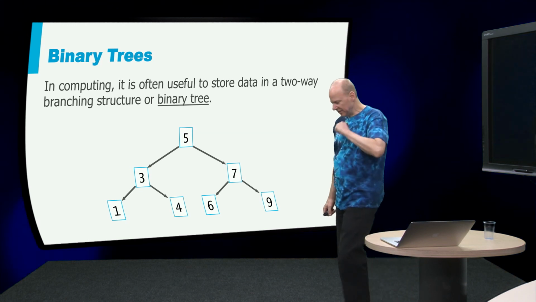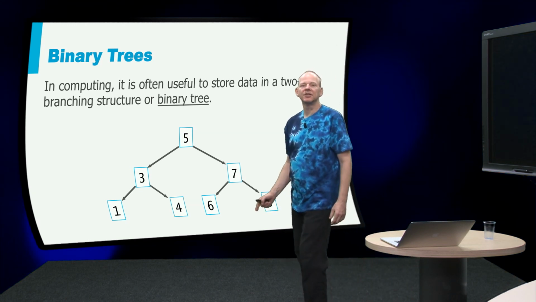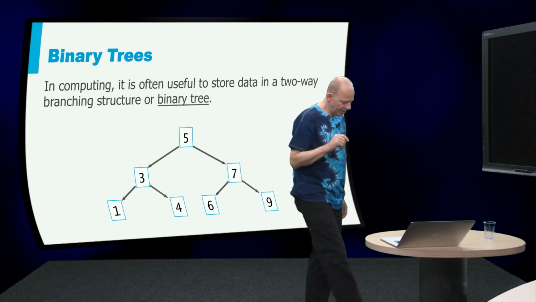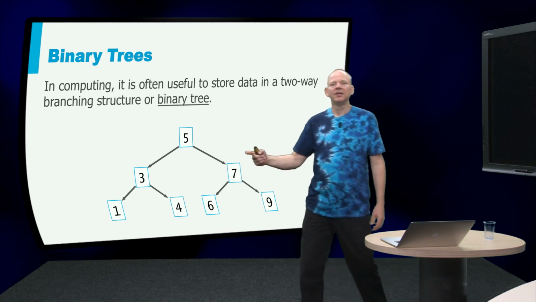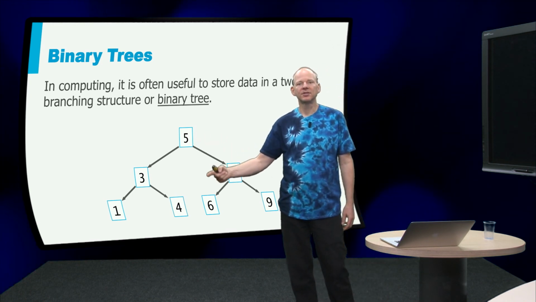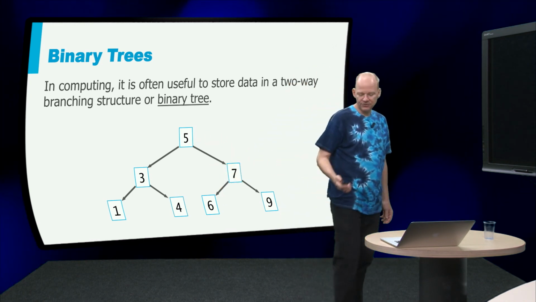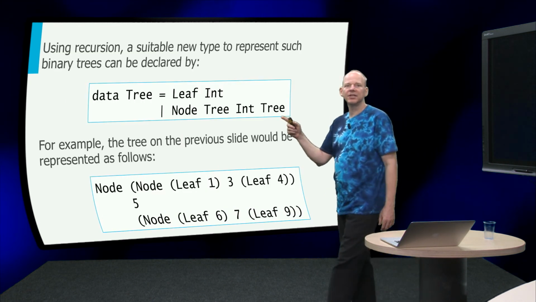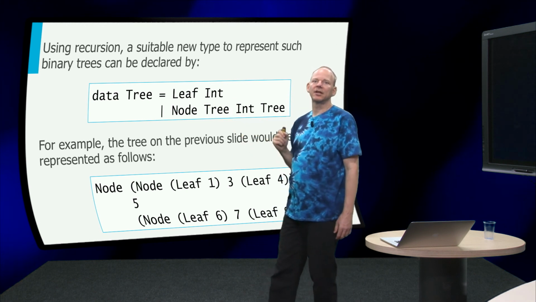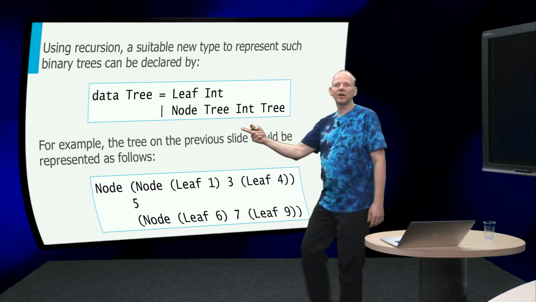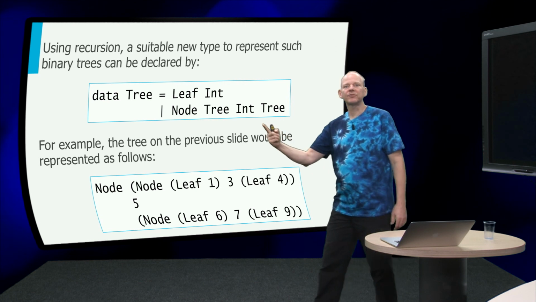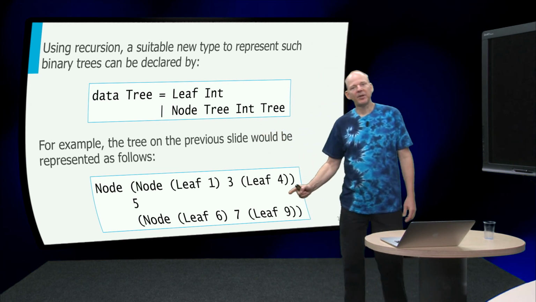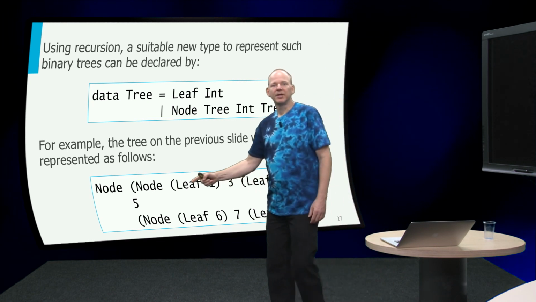Okay, next example, binary trees. Here's a picture of a binary tree, and we will deal with binary trees that have values in the nodes and values at the leaves. And that leads to the following recursive definition. A tree is either a leaf with an integer, or it's a node with 2 subtrees and an integer right there.